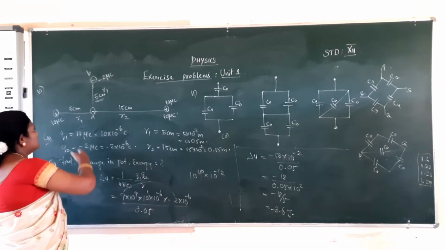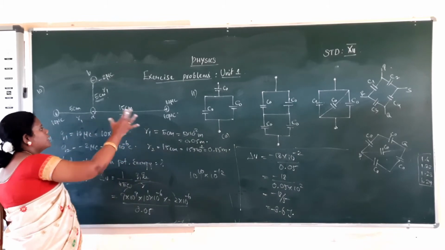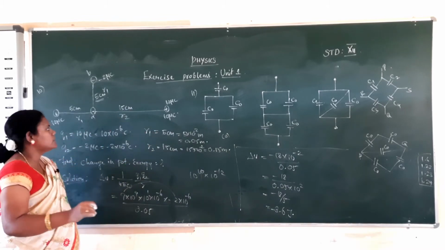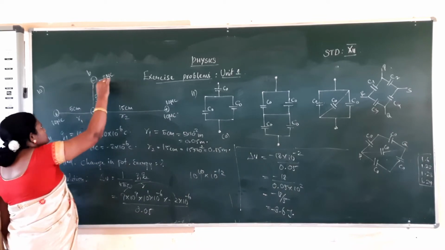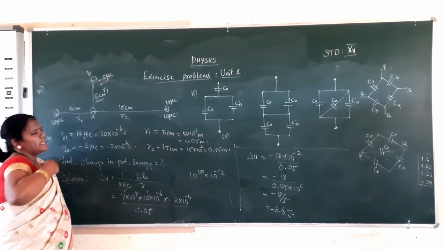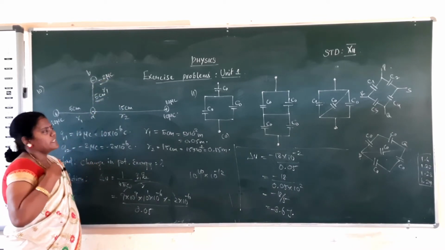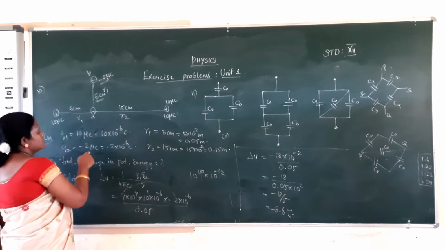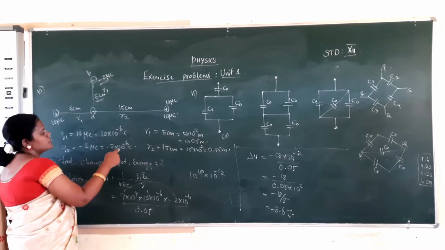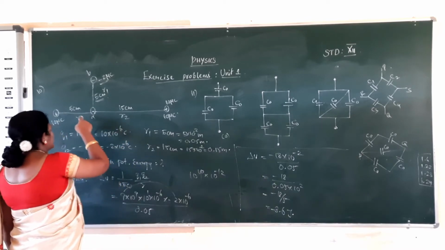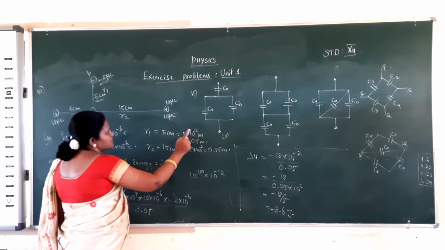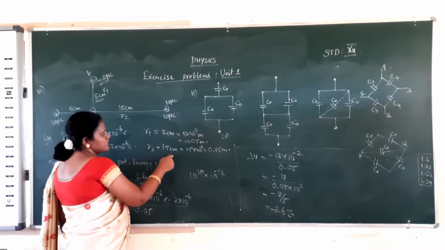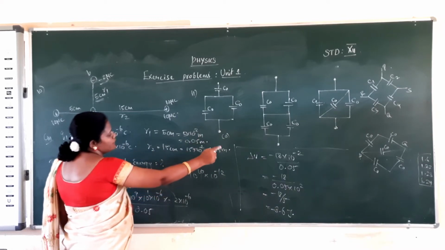First the diagram is given. So 10 microcoulomb and 10 microcoulomb, you have to take as Q1. And then in this A part, minus 2 microcoulomb is taken outside at a distance of 5 centimeter. So Q2 is minus 2 microcoulomb, so minus 2 into 10 power minus 6. R1 is 5 centimeters, so 5 into 10 power minus 2 meter, 0.05. R2 is 15 centimeters, 15 into 10 power minus 2, 0.15 meter.